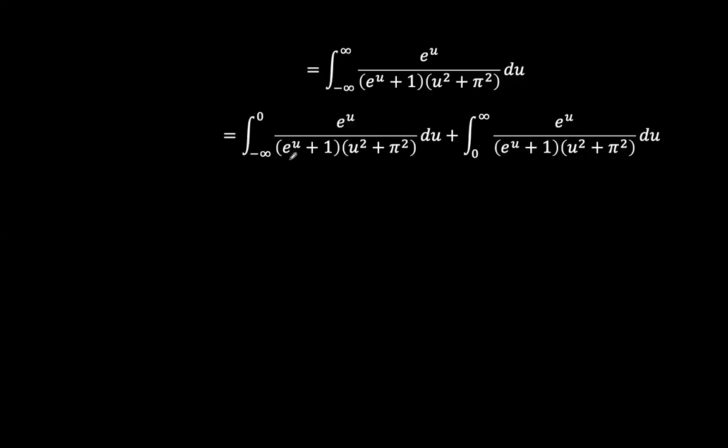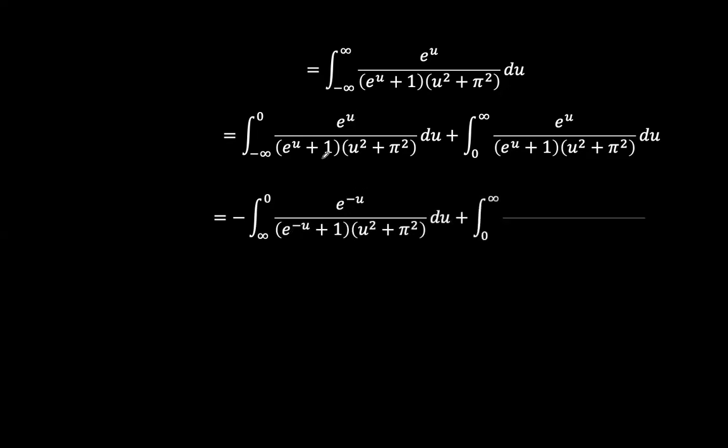Now, in order to change this into the positive domain, we can just say let u be equal to negative u, such that wherever you see a u, we have negative u. So e to the power u becomes e to the power negative u. And since it's u squared here, this is even.